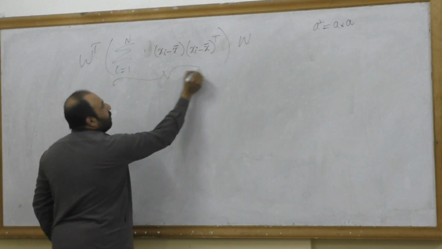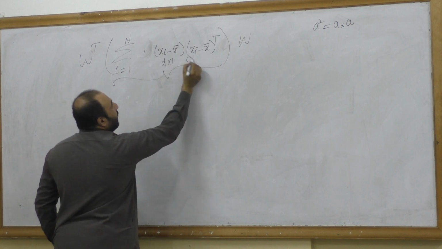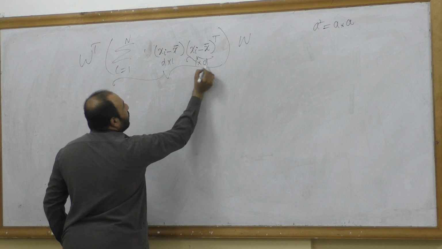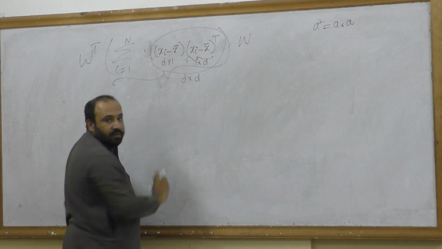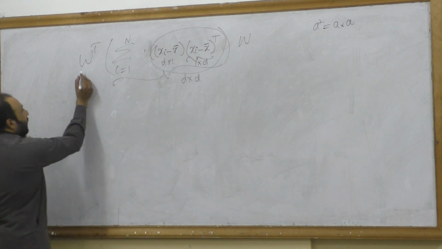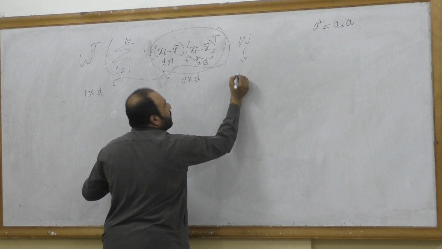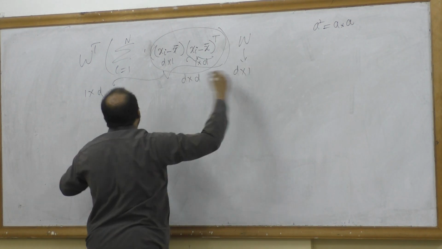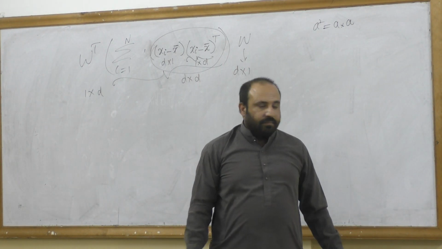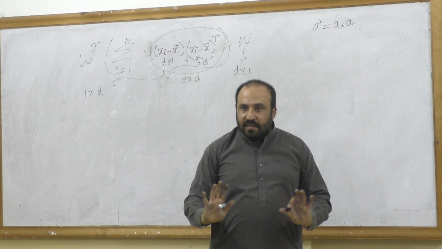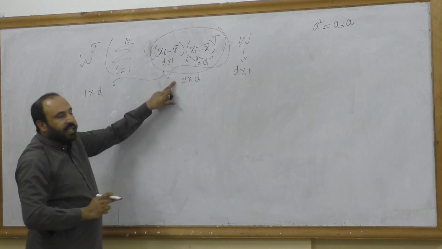This matrix can be completed. By the way, this is d by 1 and this is 1 by d. So this whole thing is a d by d matrix. But then this thing is 1 by d and this thing is d by 1, and the total result is again a real number, which is the variance. Make sense? Okay. This matrix can be completely computed through the data.